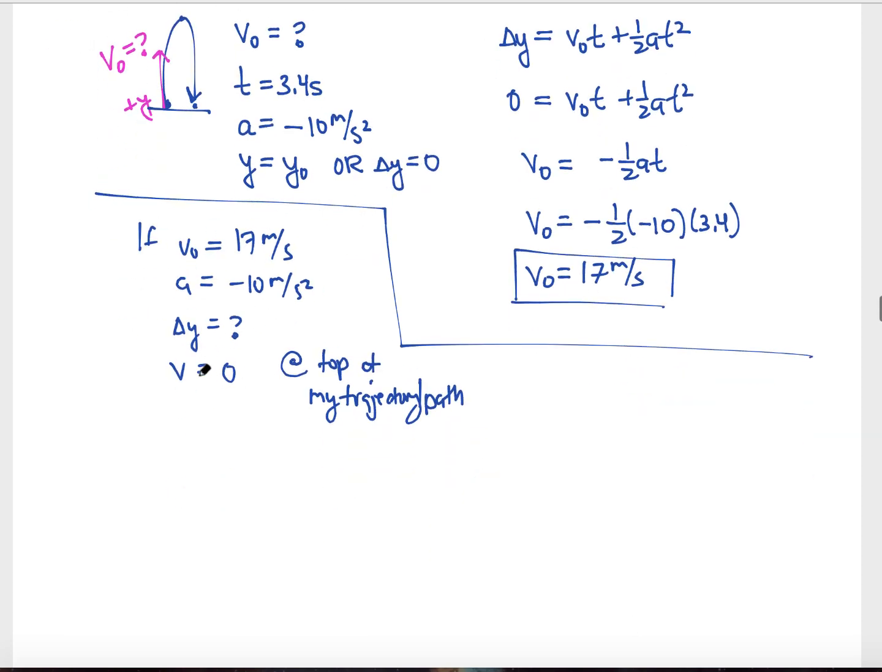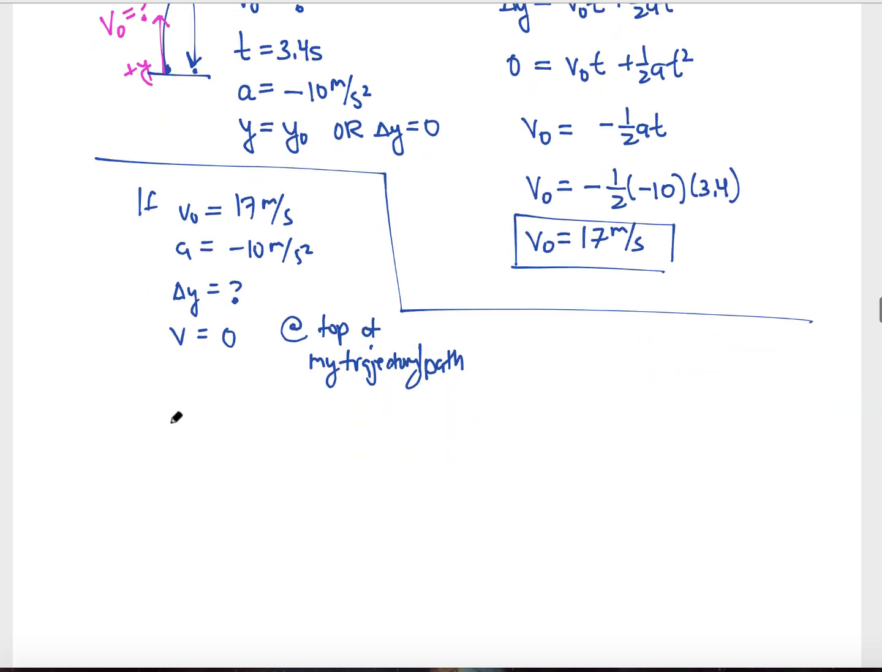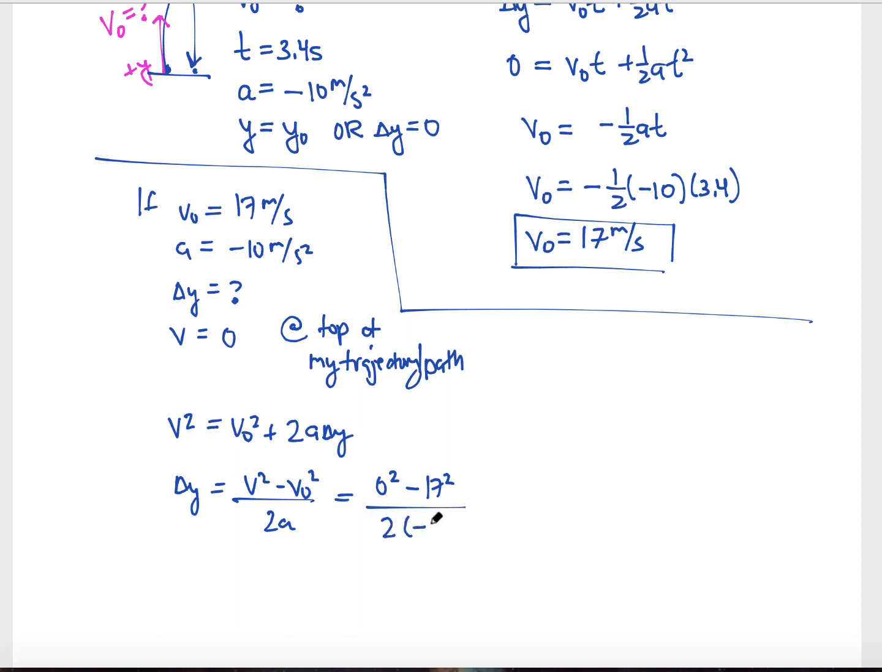So given all of these, I can use a different equation. So I can use the third equation for this. So that's v squared equals v naught squared plus 2a delta y. So I'm going to solve for delta y again. So that's v squared minus v naught squared over 2a. And I'm going to substitute. So my final velocity is 0 minus 17 squared over 2 times negative 10. So plugging all these in my calculator, I will get approximately 14.5 meters. So there you go.